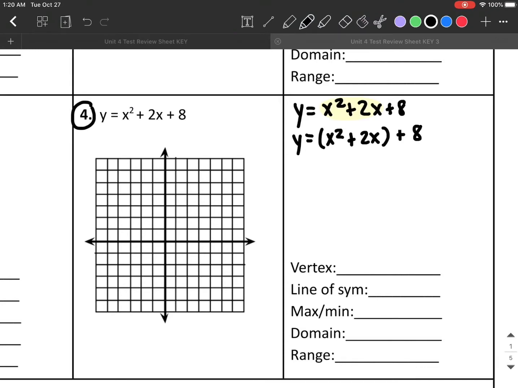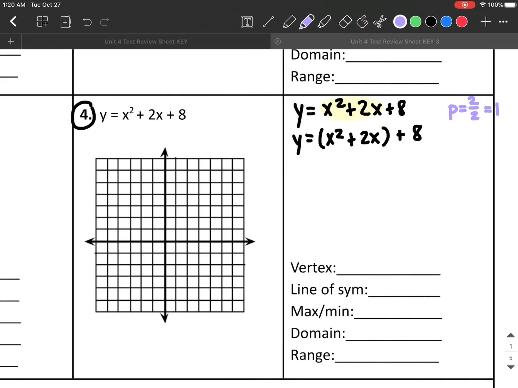The next thing I want to do is make the thing inside the parentheses a perfect square trinomial so I can factor it to be some expression times itself, because that's what vertex form looks like. It's some expression times itself, or some expression squared. So I want to figure out what I have to add to that to make it a perfect square trinomial. The way I'm going to find that is I'm going to look at the number that's in front of x, and I'm going to cut that in half. So I have 2, and I'm cutting it in half, dividing by 2. That gives me p is equal to 1.